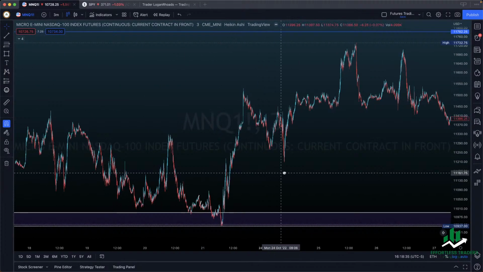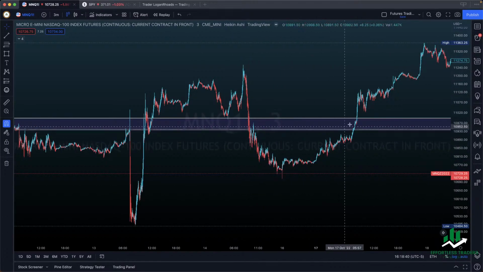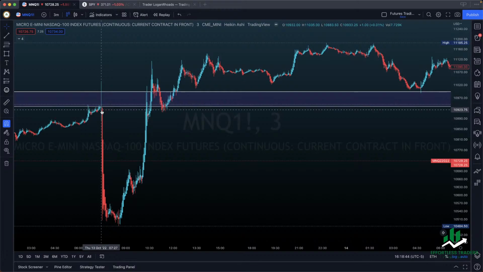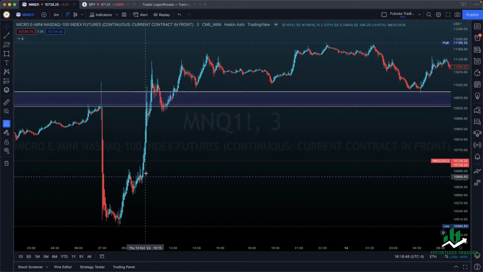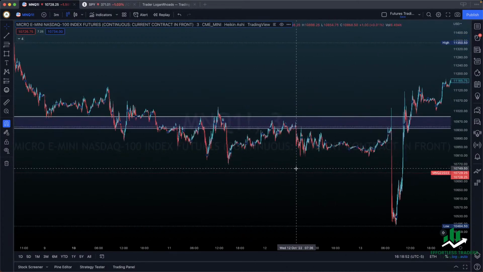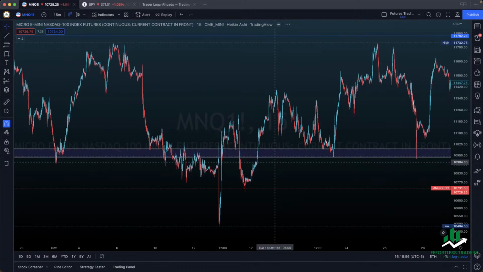Same thing here, dinged off the bottom of the zone. Here we smashed right through it on both ends. Here we rejected it, very hard actually. And then here we went through it, retested, and kept going up. So this is a supply and demand zone. Like I said, they're very, very powerful if drawn correctly.